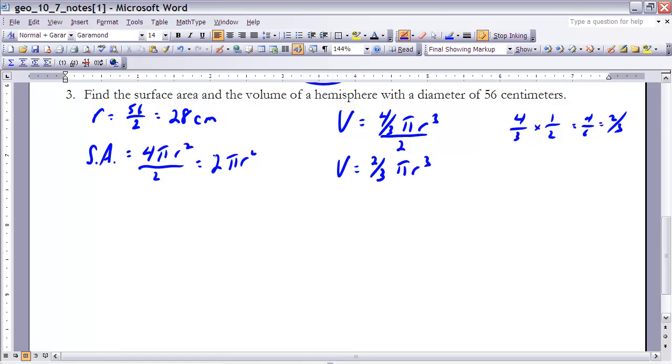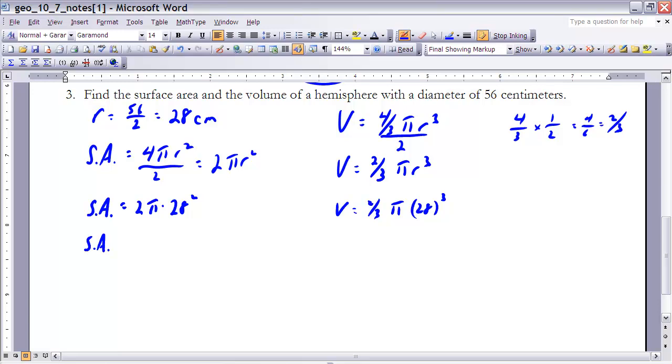Okay? So now all that's left for me to do for both of these is plug in my radius, which we already know. So I have 2 times pi times 28 squared. And over here I have 2/3 times pi times 28 cubed. So those are my two values. Now I want to plug those into my calculator. I'm going to get exact values for these.